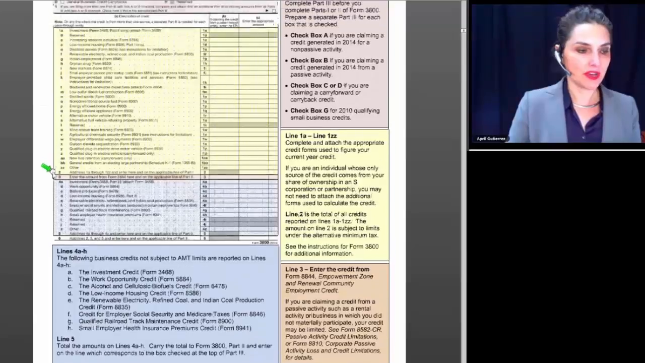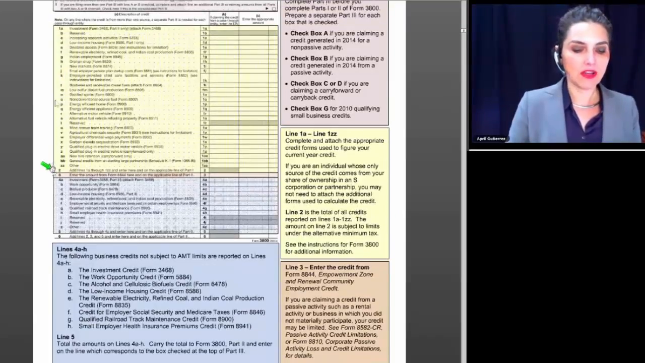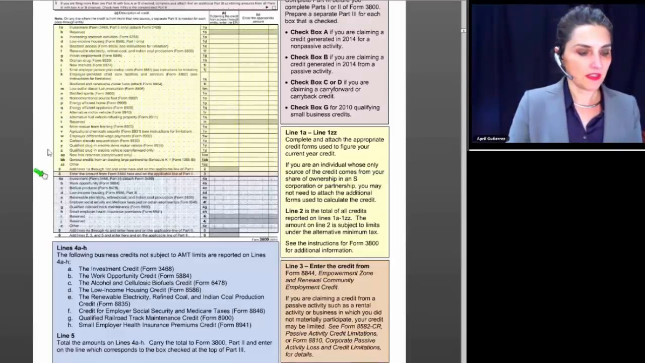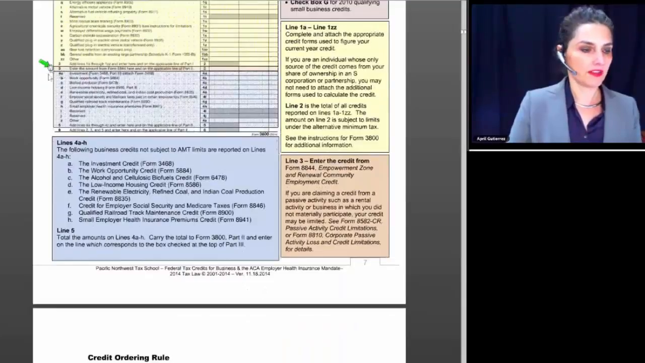Now, line 2 of Part 3 is the total of all credits reported in lines 1a through line 1zz. So once you have determined the total of all of those credits, you would go ahead and enter the total on line 2 and then carry the total to Part 1 on page 1 of the Form 3800 and enter your total there. Line 3 of the form, here in Part 3, refers to Form 8844, which is used to figure the Empowerment Zone and Renewal Community Employment Credit.